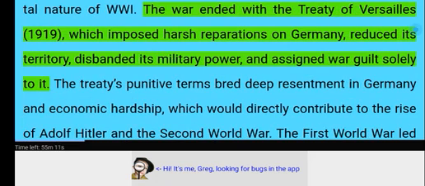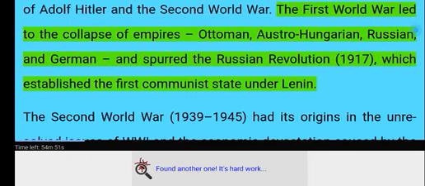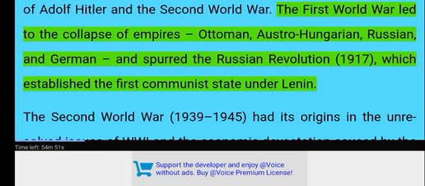The war ended with the Treaty of Versailles, 1919, which imposed harsh reparations on Germany, reduced its territory, disbanded its military power, and assigned war guilt solely to it. The treaty's punitive terms bred deep resentment in Germany and economic hardship, which would directly contribute to the rise of Adolf Hitler and the Second World War. The First World War led to the collapse of empires, Ottoman, Austro-Hungarian, Russian, and German, and spurred the Russian Revolution of 1917, which established the first communist state under Lenin.